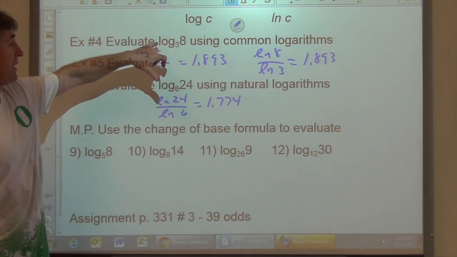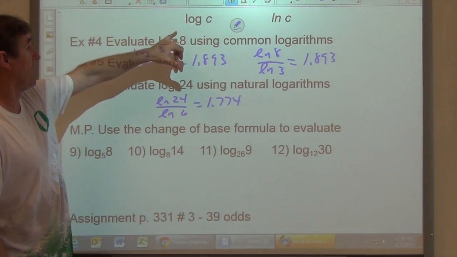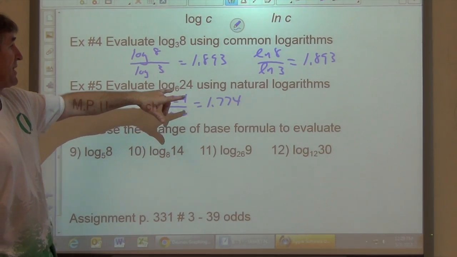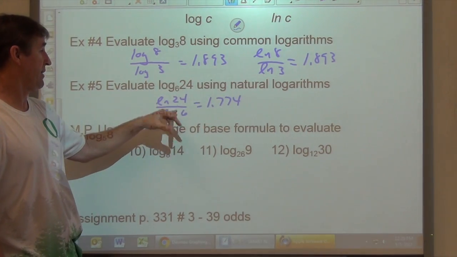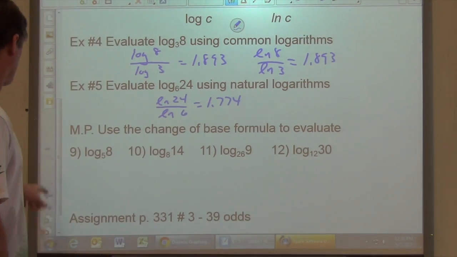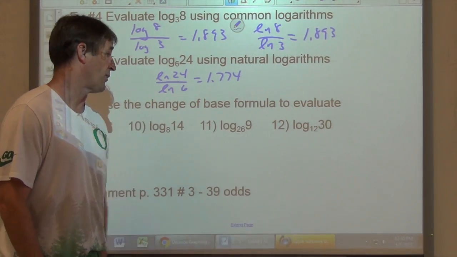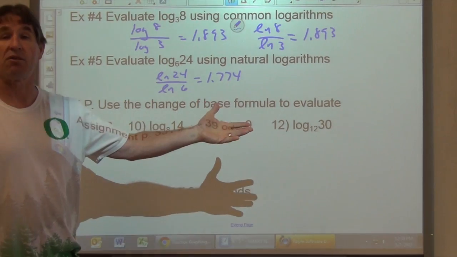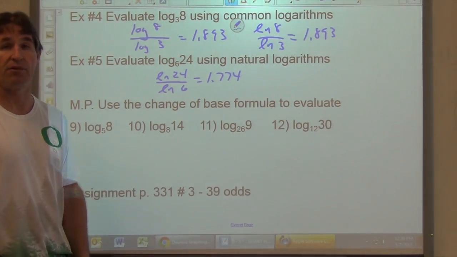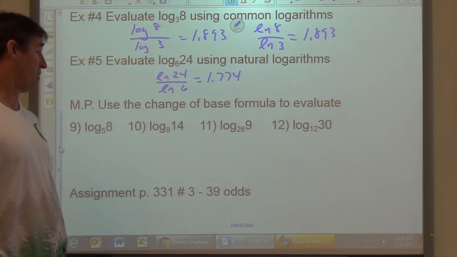You type it into the calculator, you just go log. If it says use common logs, in this case log 8 divided by log 3, because that would be base 10 or common log. And if it says use natural logarithms, it'd be ln 24 divided by ln 6, and you just type it into the calculator and you get your answer. So let's check on this. It says use the change of base formula to evaluate. So they're letting you use whichever one you want. You can change them. It won't make any difference. You'll get the same value whether you use common log base 10 or the natural log base e.